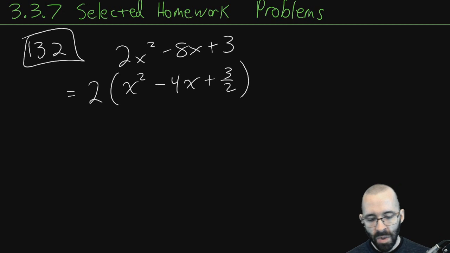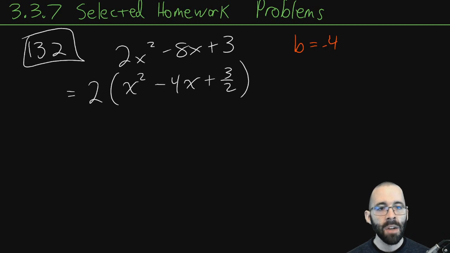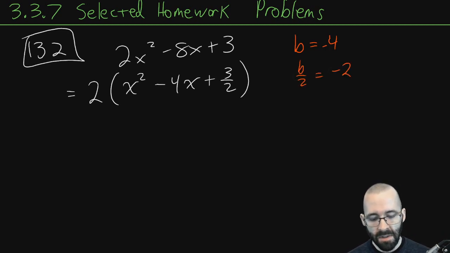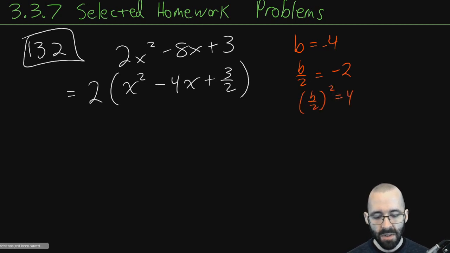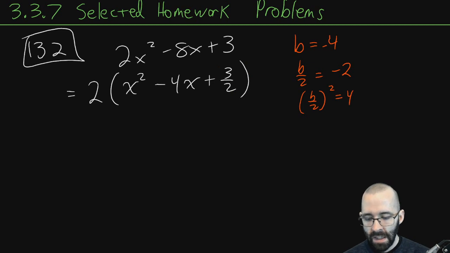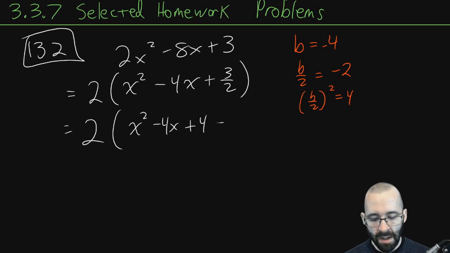And now we look at our b. Our b is -4. And then we need to add b over 2 squared. So b over 2 is -2. b over 2 squared is +4. So we need a 4 right here. What we're going to do is add a 4. And if we add a 4, we have to also subtract a 4.